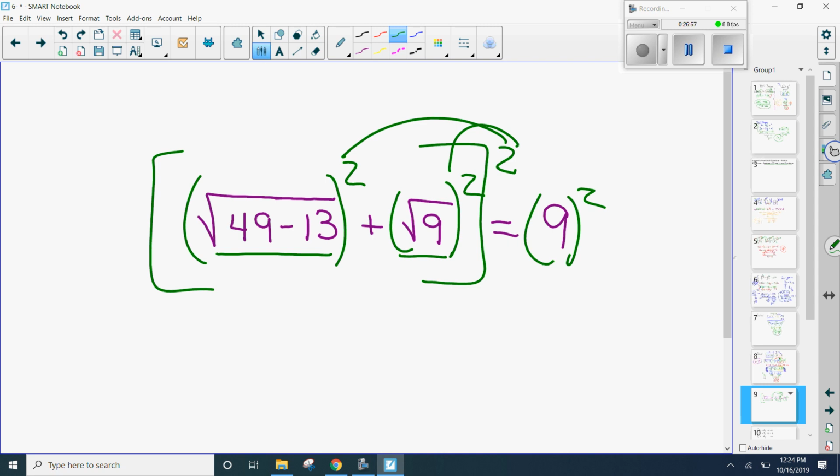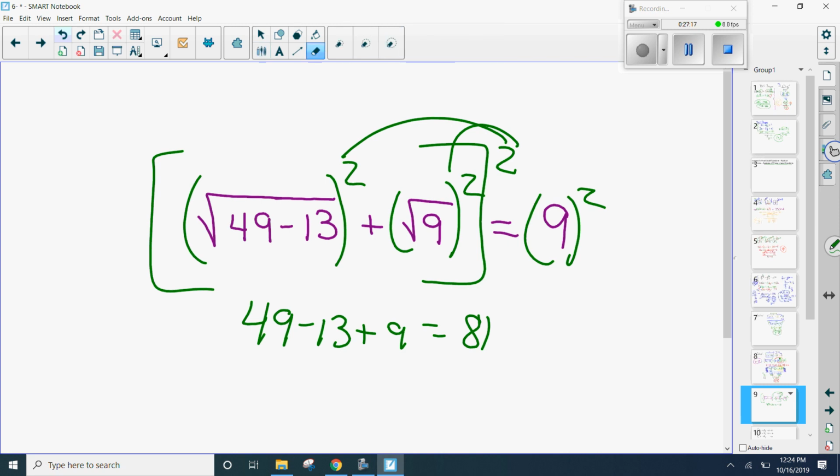If not, just showing you, if I were to do that, if I take the square of that, I get 49 minus 13 plus 9 equals 81. Is that true? No. So it does not work. You have to do the FOIL process when you have more than one term there. Does that explain it? Yeah. That's where people usually make a mistake of trying to square something.